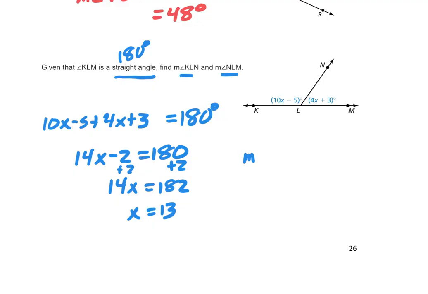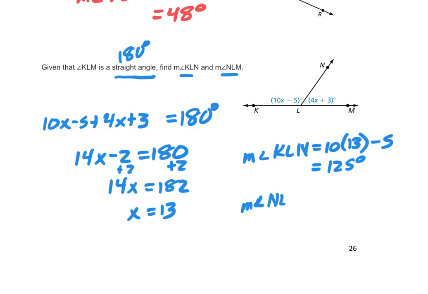Okay, once we are there, then we're looking to find these two angles here. So measure of angle KLN is 10 times 13 minus 5. 10 times 13? 130. 130 minus 5? 125. Okay, the measure of angle NLM would be 4 times 13 plus 3.